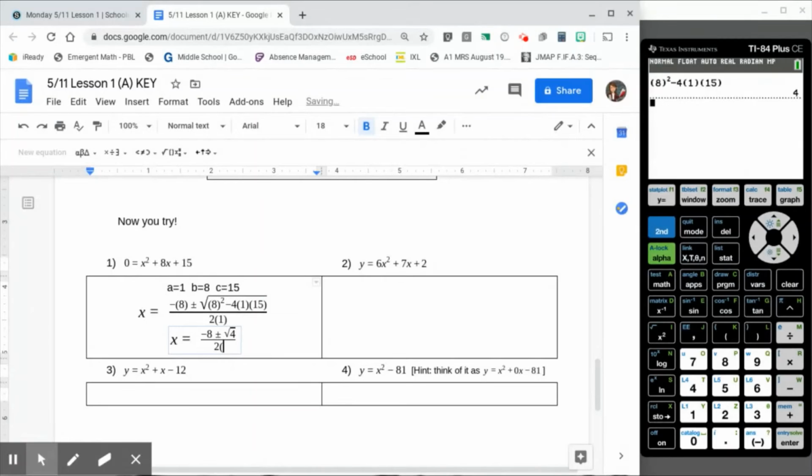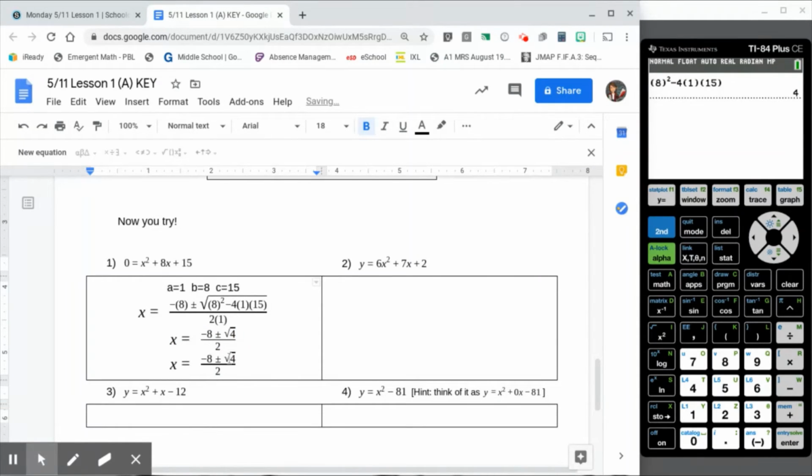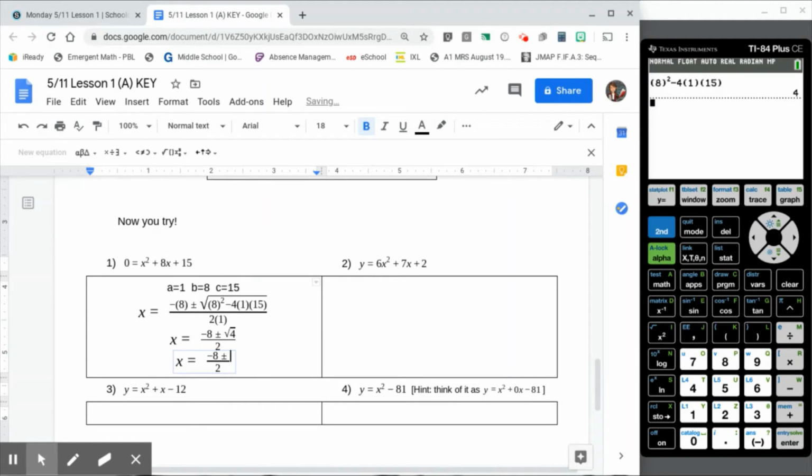Okay. Now we simplify that one more step. The square root of 4, you can type that into your calculator if you don't know it offhand, but it is 2, not radical 2 or square root of 2. You'll see the radical, that's why I'm saying that, in the next lesson. And then we're going to split this into 2 separate equations.